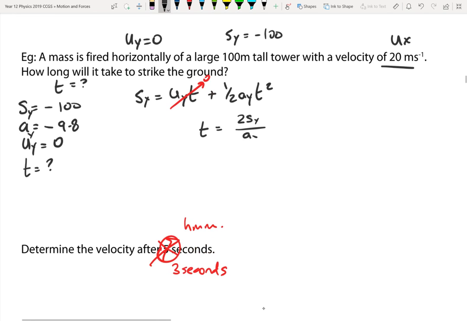Divide by a and take the square root. All right, I hope we're happy with me doing those steps all at once.